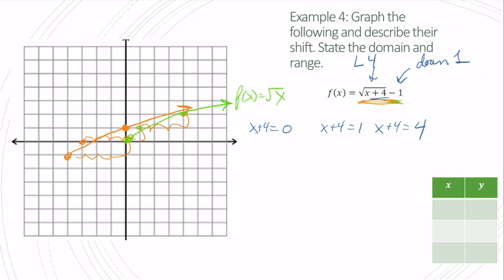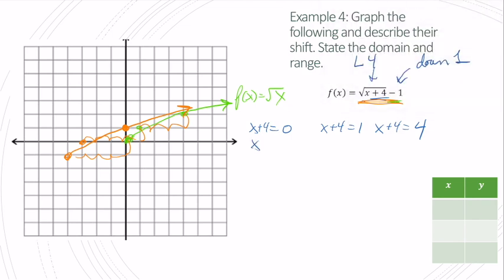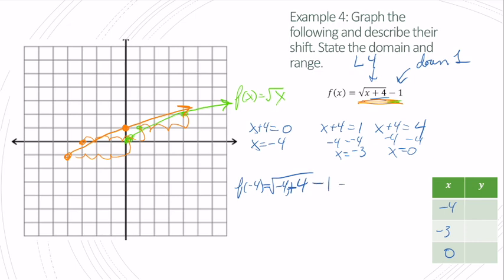Well, how did I know that? Let's find the points and see if it's true. So I need to solve this for when x is negative 4, x is negative 3, and x is 0. If I want f of negative 4, that's the square root of negative 4 plus 4 minus 1. So that's the square root of 0 minus 1. So 0 minus 1 is negative 1. So when x is negative 4, y is negative 1. Oh, look at that.